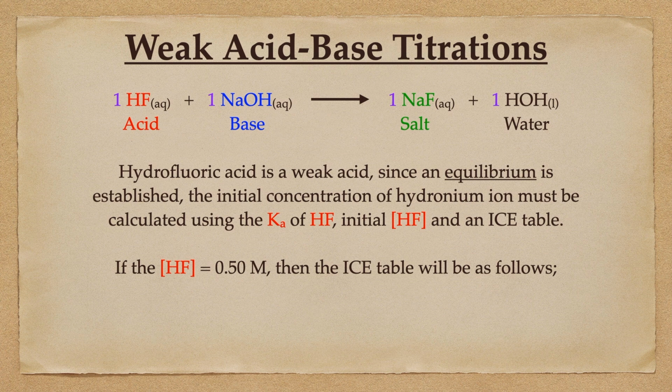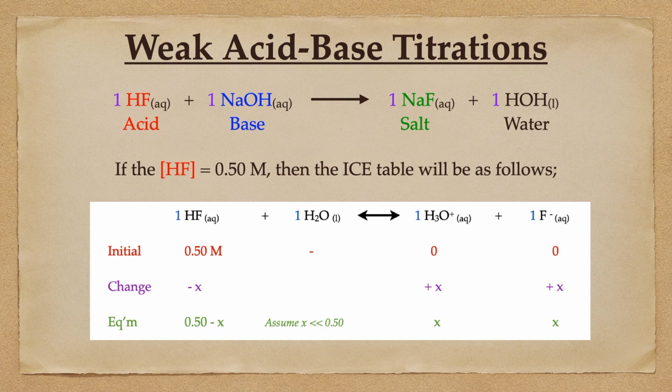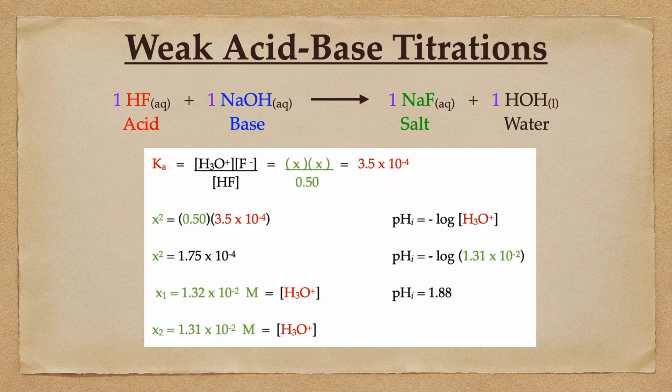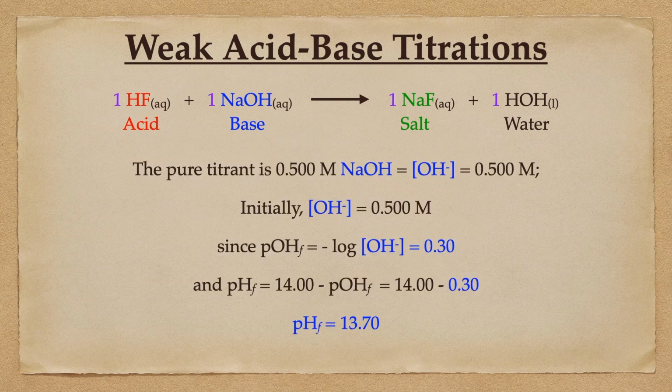When the weak acid, hydrofluoric acid, is titrated with the strong base sodium hydroxide, we must take into account that hydrofluoric acid is a weak acid and requires a Ka calculation with an ice table. When the math is done on 0.5 molar hydrofluoric acid, we discover the initial pH is slightly higher at 1.88. The final pH, as before, depends only on the concentration of the strong base. Since the strong base will also be 0.5 molar, the final pH will be 13.70.